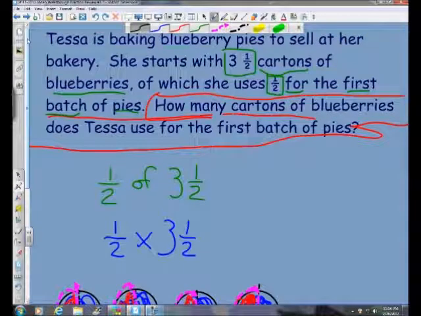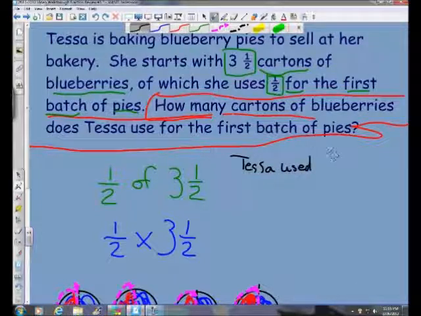So let's write our answer. Okay. Tessa used 1 3/4 cartons of blueberries.